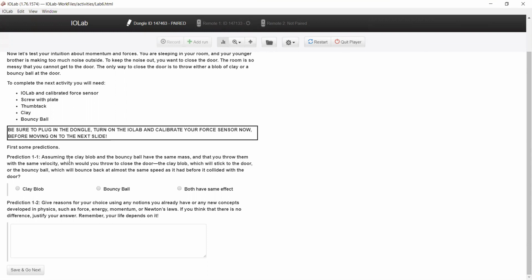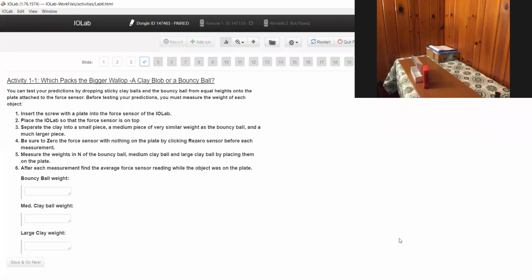So you can go ahead and read and make the predictions. I've already said the one that creates more impulse will help to close the door. Make a prediction and click on save and go next. Do not forget that.